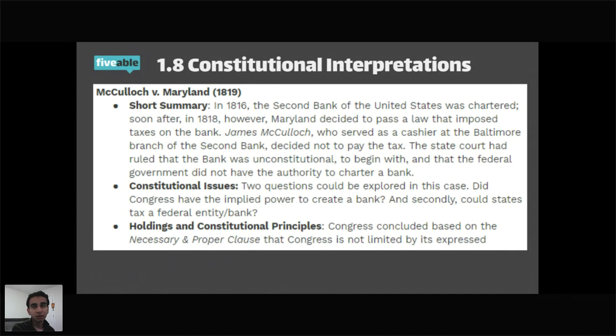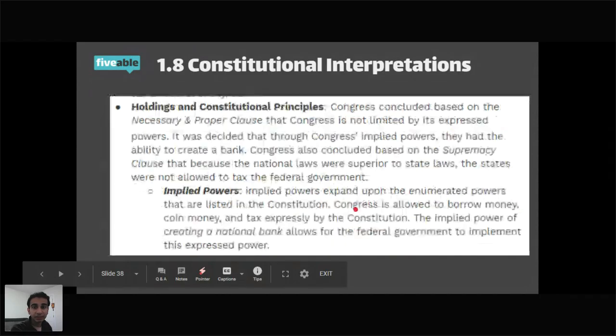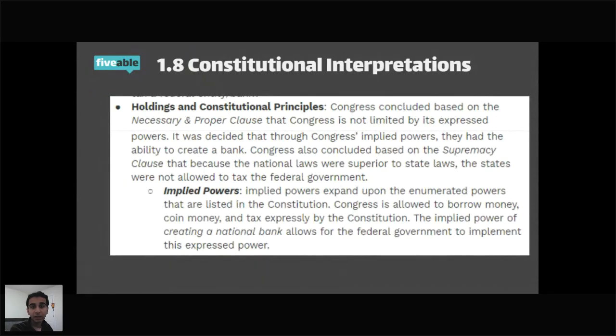In terms of what the judicial branch, the Supreme Court, concluded, based on the Necessary and Proper Clause, they said that Congress isn't limited by its express powers, and because of Congress's implied powers, they did have the ability to create a bank. They also concluded that based on the supremacy clause, the national government outweighs the state government, and that's why states are not allowed to tax the federal government.